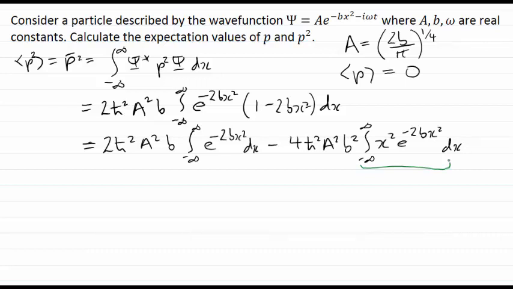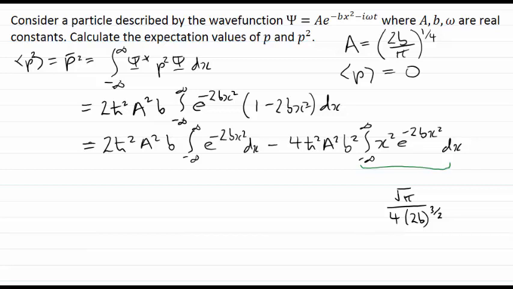So that one we have already evaluated, and if you're not quite sure of some ways of getting to the answer, you might want to go back and look at that previous PhysCast, or you might just look it up as a standard integral that you might have available either online or in a book somewhere. Either way, this thing comes out to be the square root of pi divided by 4 times 2b to the power of 3/2.